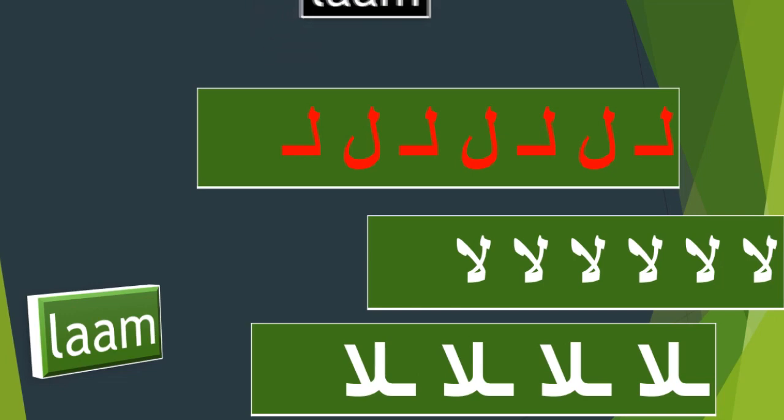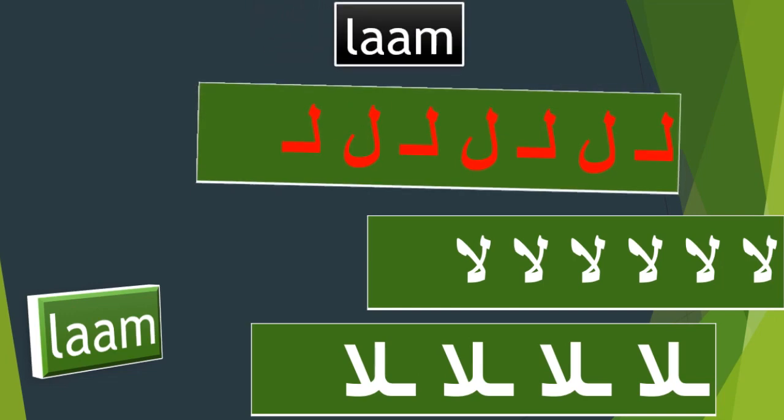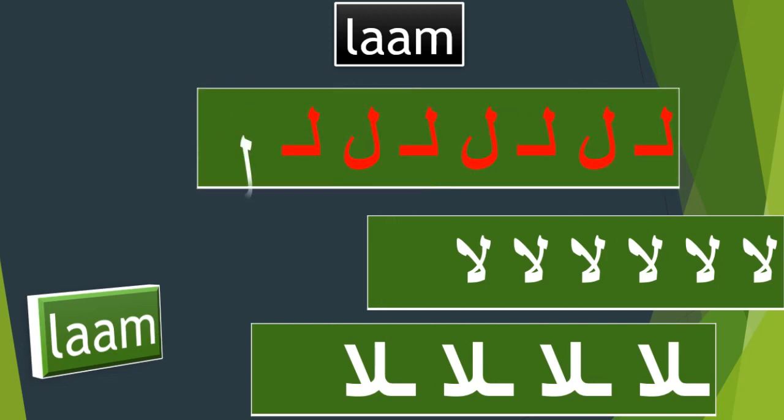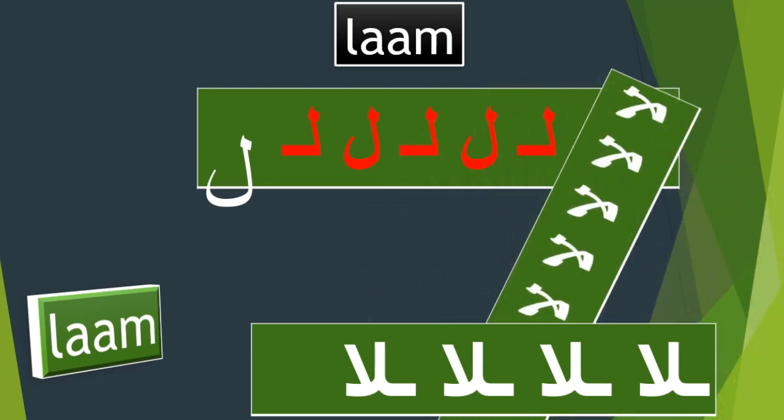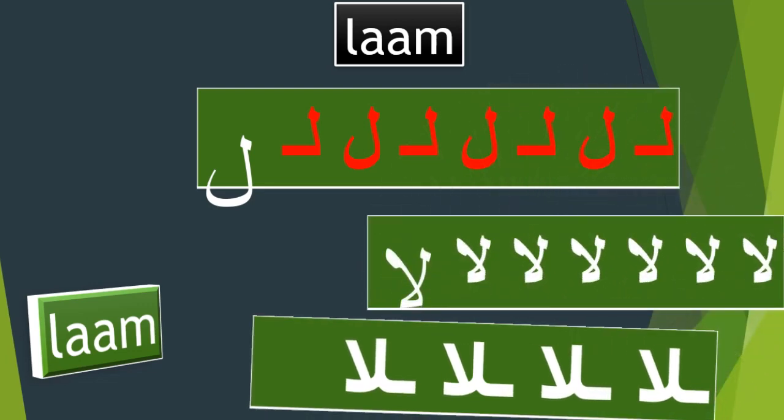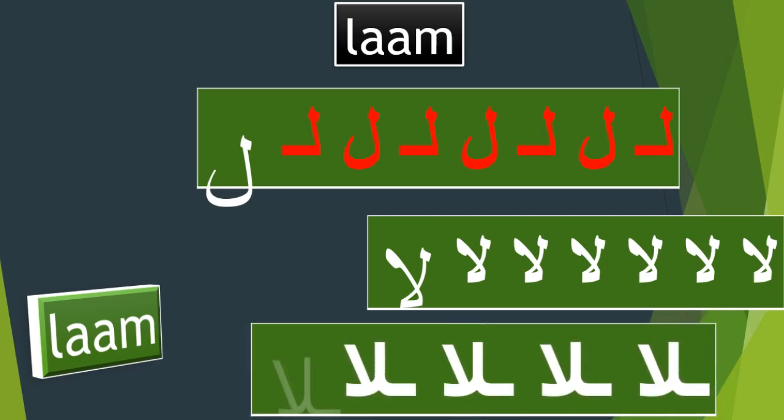Lam. The lam is a joined letter and has two forms. The short form rests on the writing line. The full form starts above the line. Its tail descends below the line and then curves up again just above it.